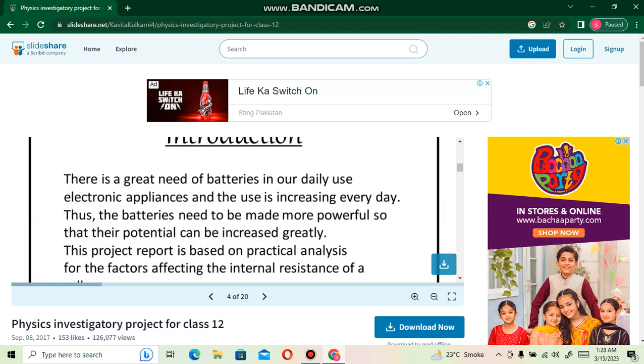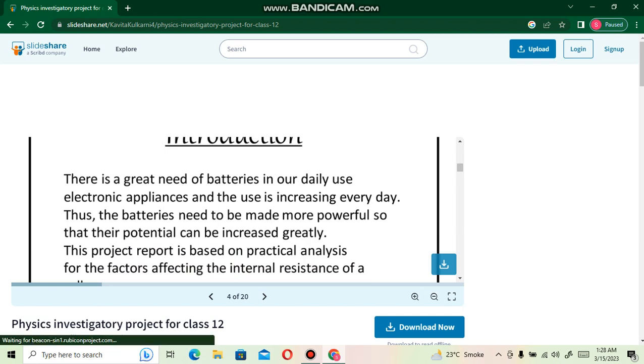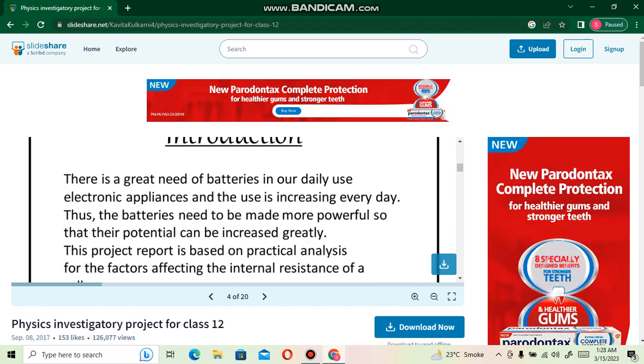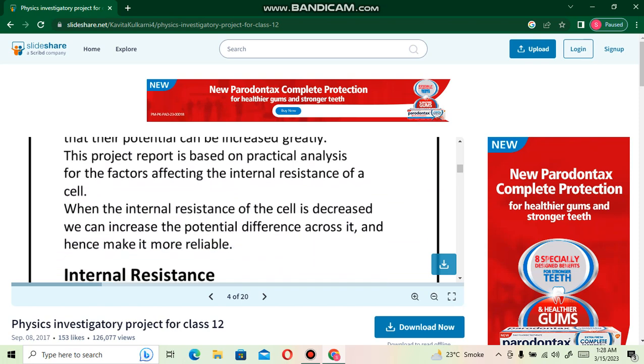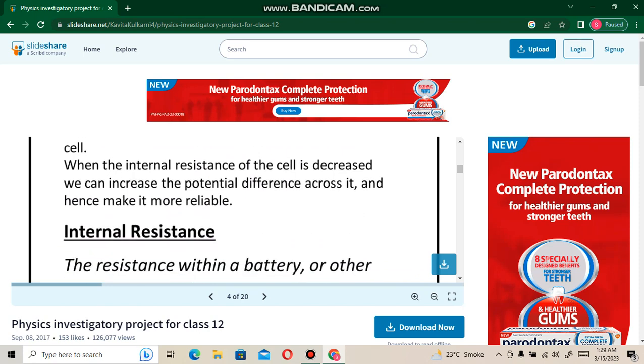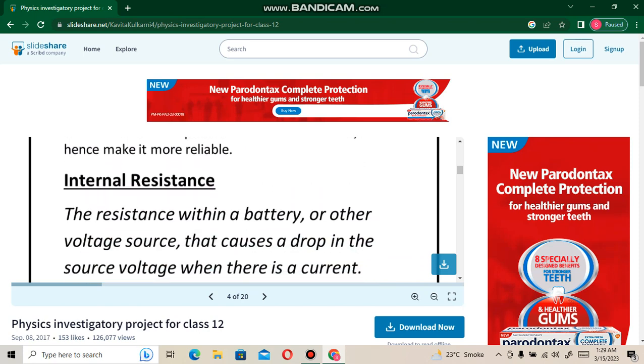Introduction. There is a great need of batteries in our daily use electronic appliances, and the use is increasing every day. Thus, the batteries need to be made more powerful so that their potential can be increased greatly. This project report is based on practical analysis for the factors affecting the internal resistance of a cell. When the internal resistance of the cell is decreased, we can increase the potential difference across it and hence make it more reliable.